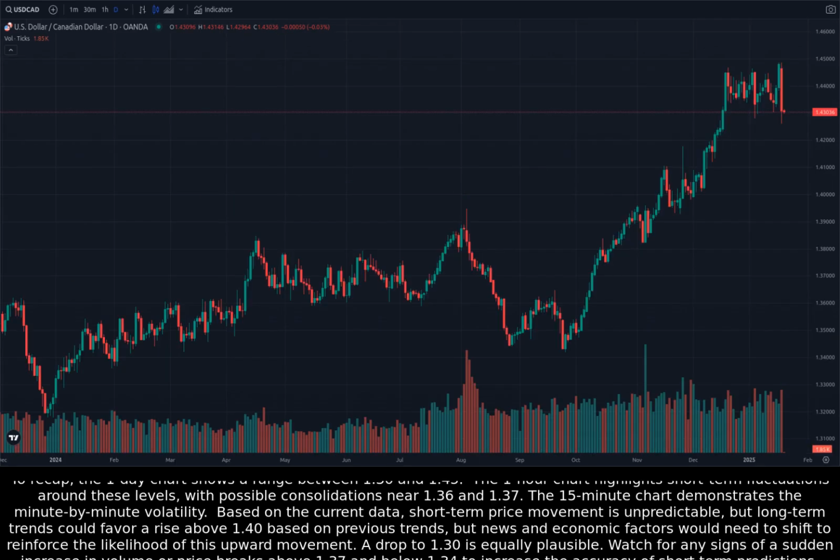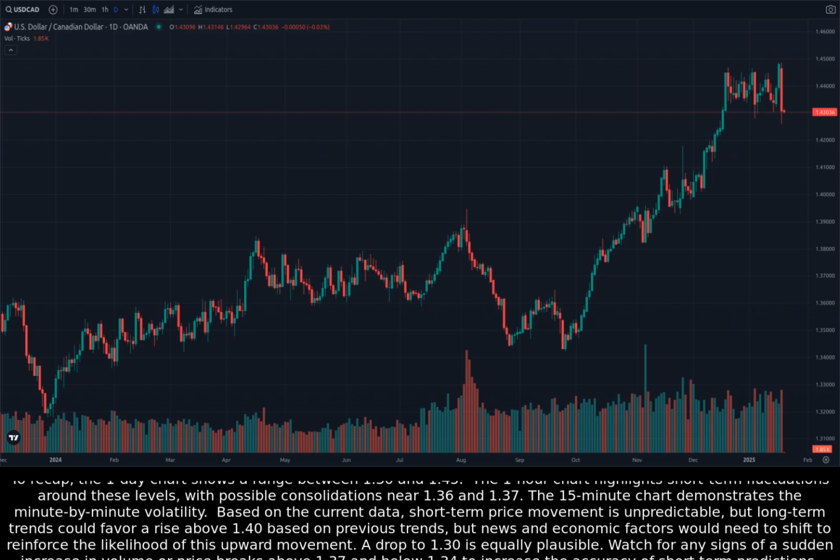To recap, the one-day chart shows a range between 1.30 and 1.45. The 1-hour chart highlights short-term fluctuations around these levels, with possible consolidations near 1.36 and 1.37. The 15-minute chart demonstrates the minute-by-minute volatility.